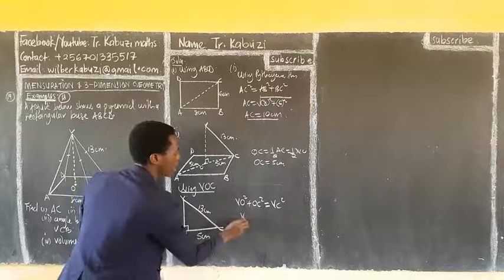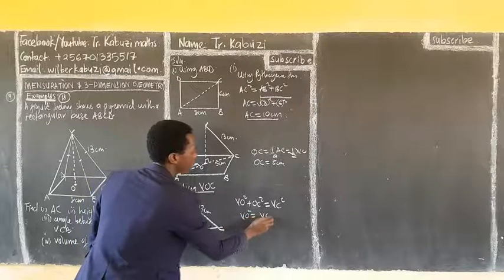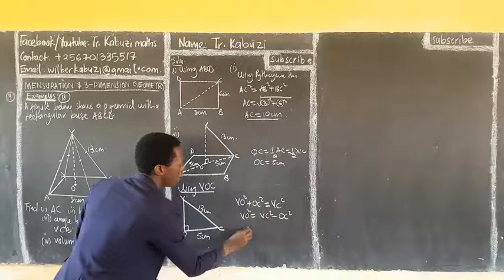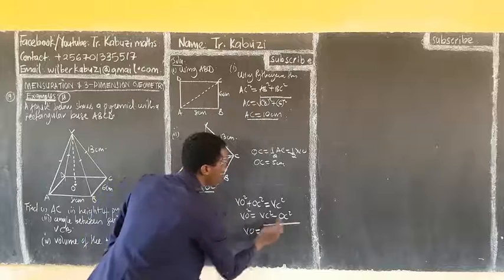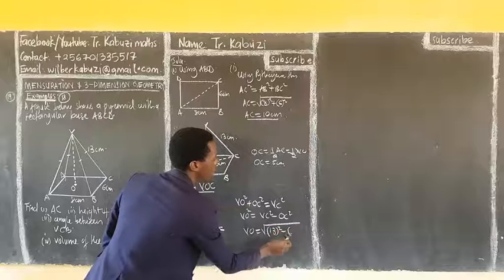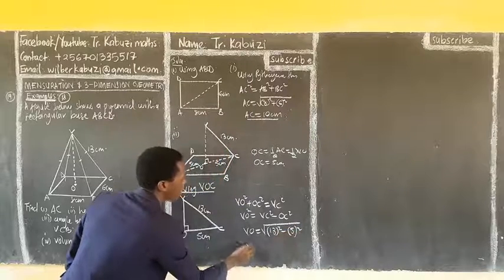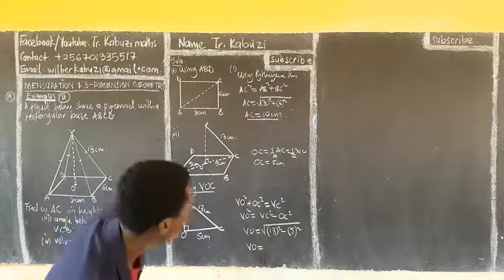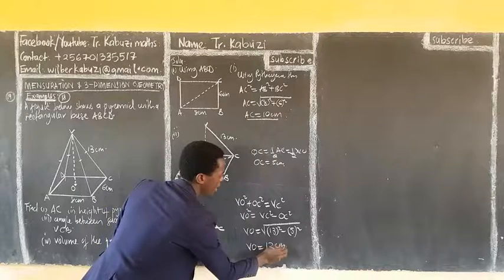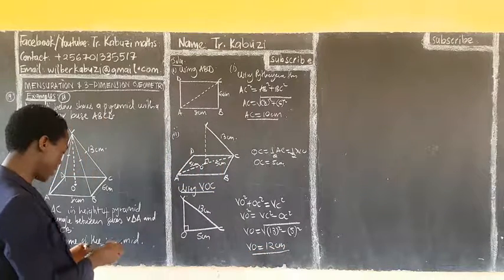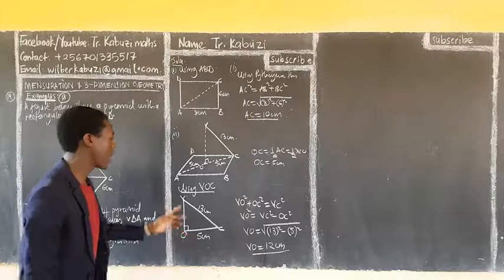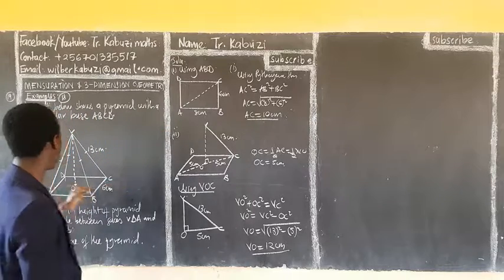Now my VO is what I want. It's going to be VC squared, when I take this to that side, minus OC squared. And my VO is going to be the square root of VC, which is 13 squared, minus OC, which is 5 squared. So my VO is going to be the square root of 169 minus 25. That's 144, so 12 centimeters. So members, I think you see that. That's our VO. So now we have the height of the whole pyramid.